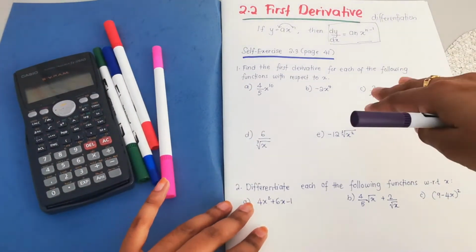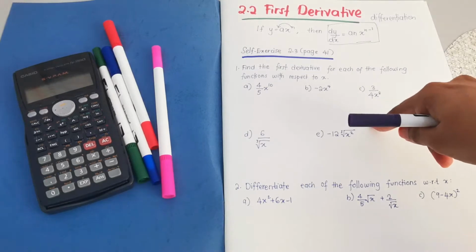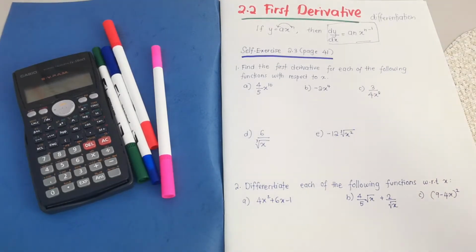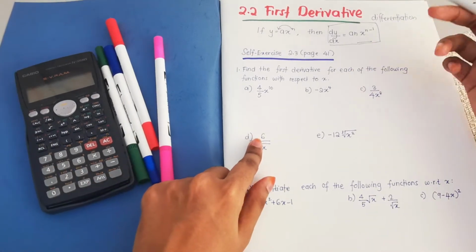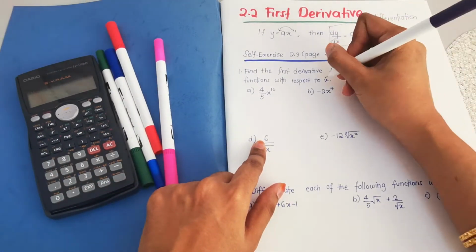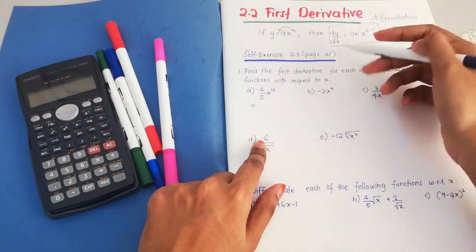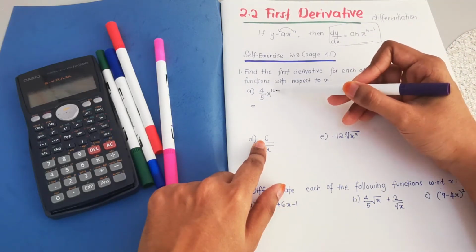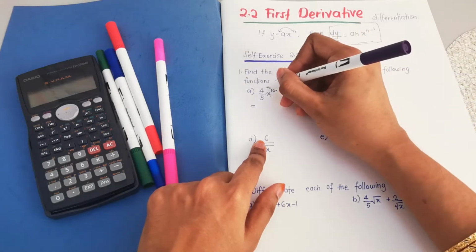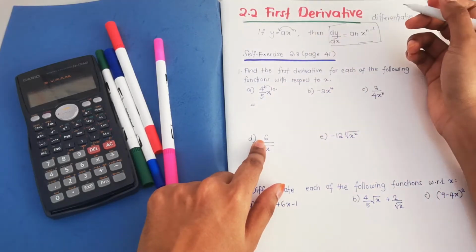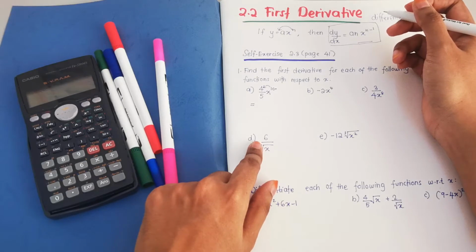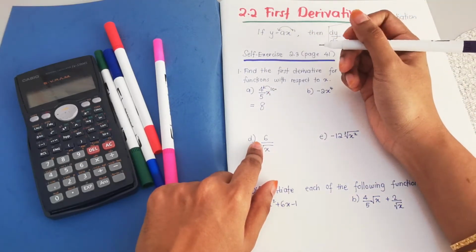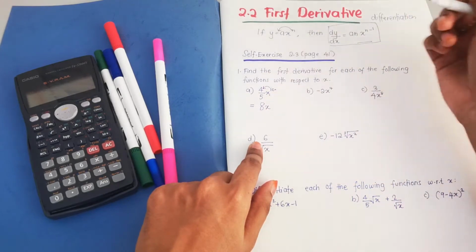So let's look at self-exercise 2.3. This one is in your ADDMATHS textbook, page 41. Let's look at the first one. Find the first derivative with respect to x. First step, this is our a, this is the x, and this is the power. What we must do is take the power times with the number. So 10 times 4 over 5, we will get 8, and then x right back.